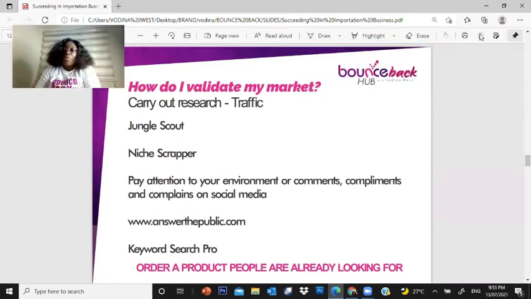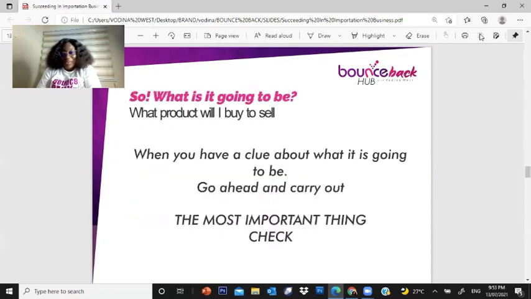Now, order a product people are already looking for. Order a product that people need. Order a product that will solve problems. Don't just order something that you end up being the one to use and your children end up using it. Okay. So what is it going to be? What products will I buy to sell?